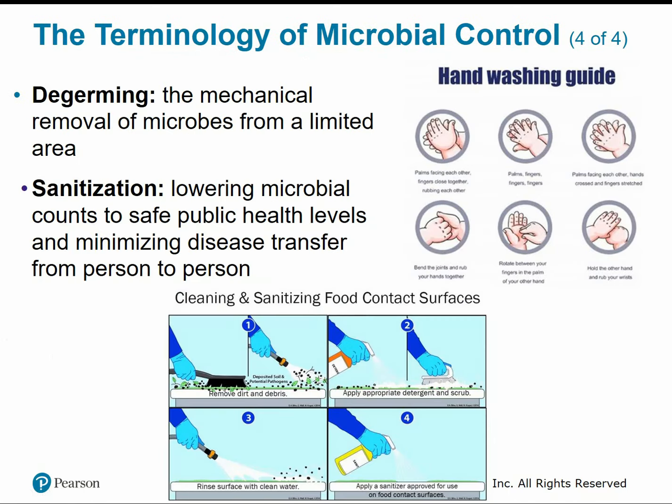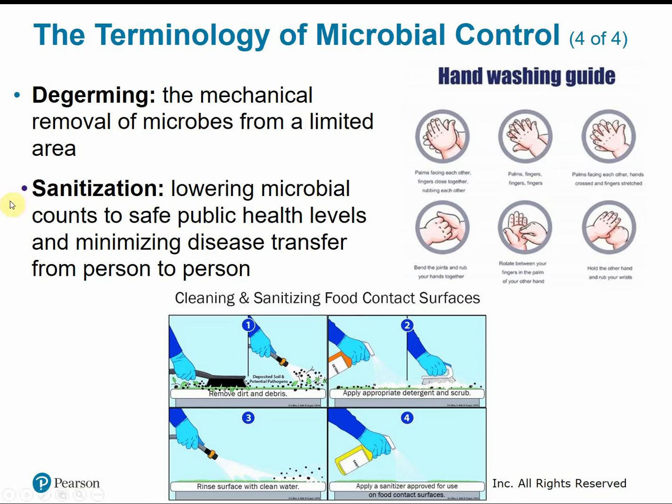Degerming is the mechanical or physical removal of microbes from a limited area. So an example would be just washing your hands. So that is an example of degerming. So you have to rub your hands physically together and scrub them with the soap to remove those microbes.